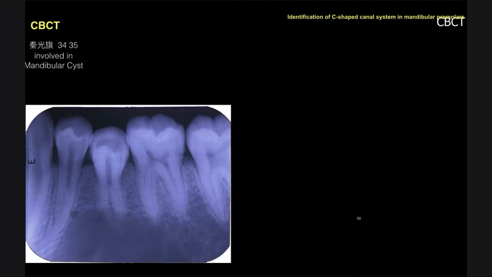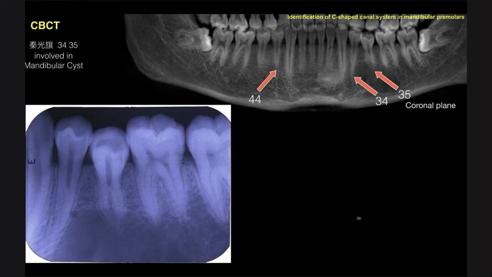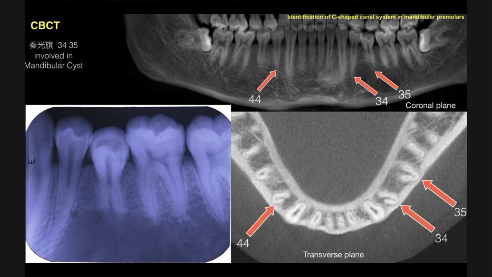This is another case. It shows C-shaped canals in the mandibular left first premolar and second premolar. From the X-ray, we can see there's a mandibular cyst. And from the CBCT, this is a coronal plane of the CBCT. We can see on the right side, tooth 44 also seems like a C-shaped root. And from the transverse plane of the CBCT, tooth 34, tooth 35, and tooth 44 are all C-shaped roots with C-shaped canals.